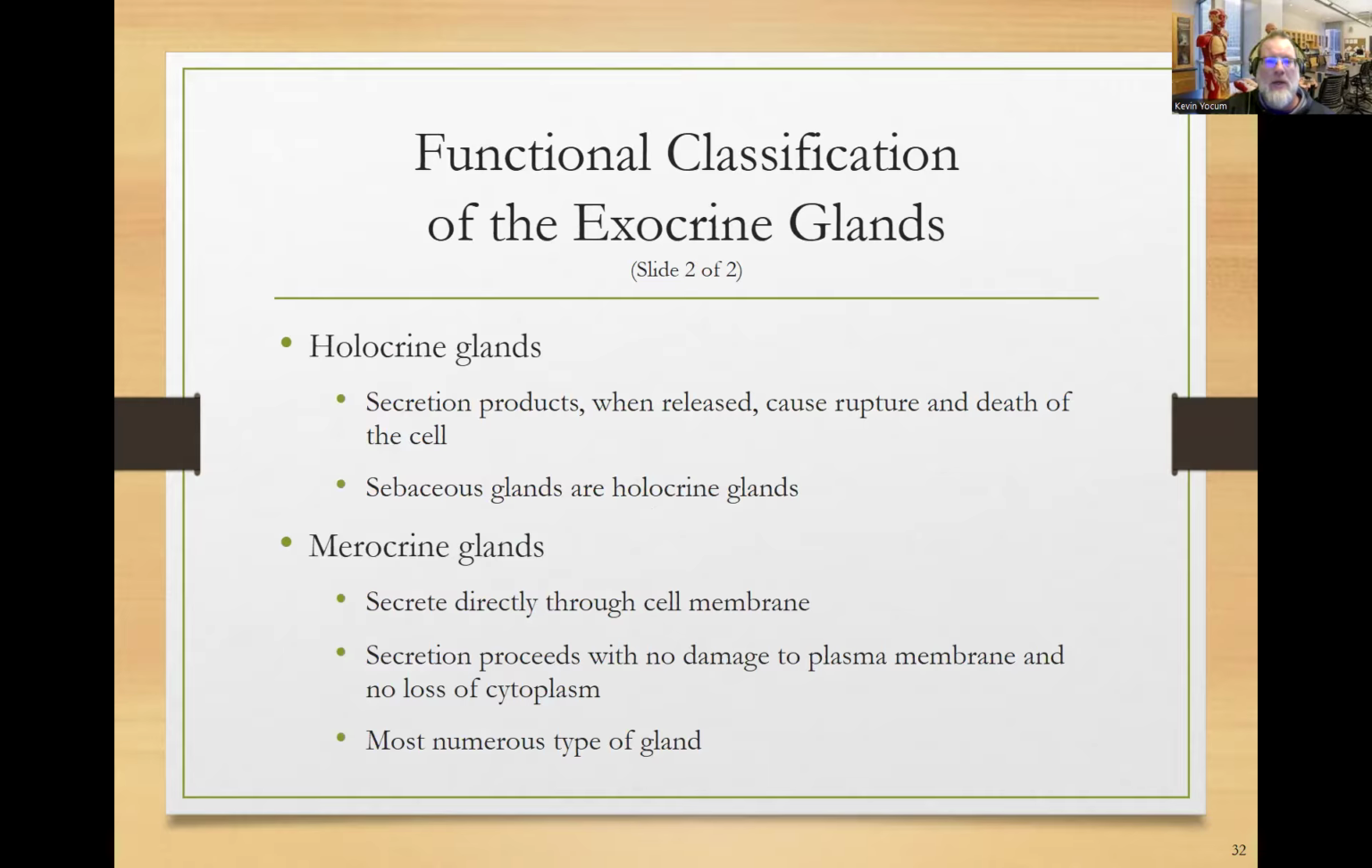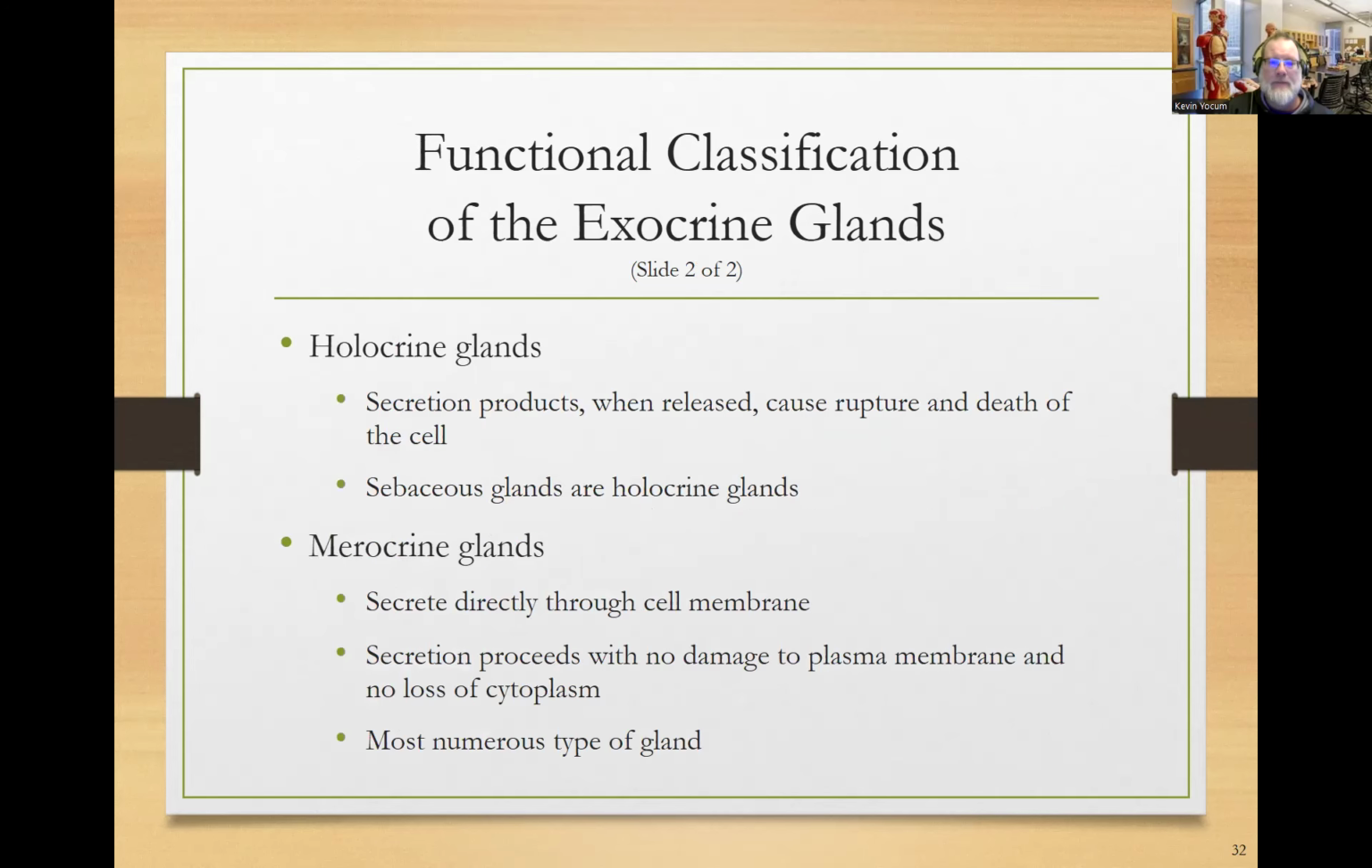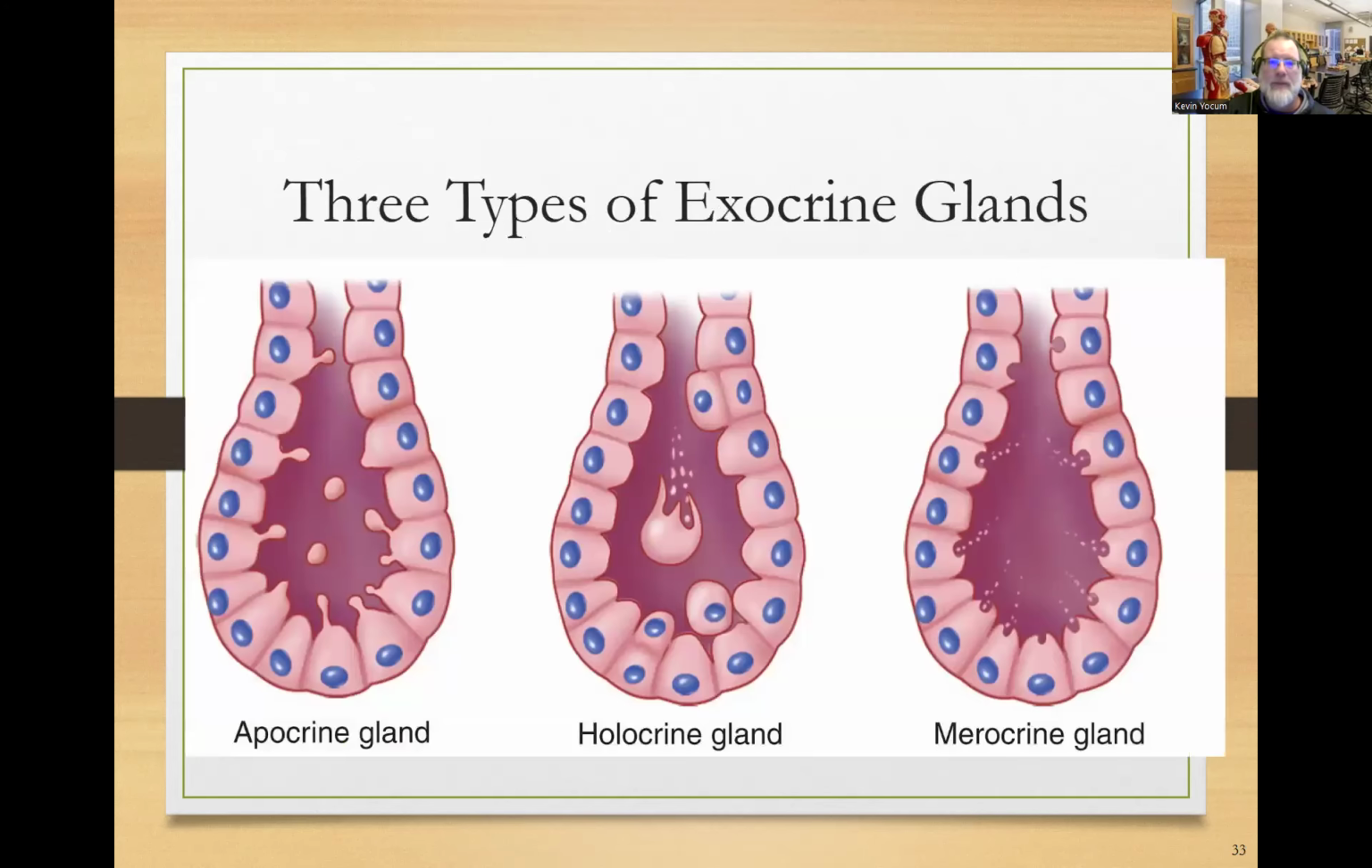Holocrine and merocrine. Holocrine are usually going to be your oil glands. And once the secretion leaves, the gland ruptures and the cell dies. Merocrine are the most numerous. These are going to be your sweat glands, and they don't really cause any issues. These are sweat glands of the rest of the body. So, top of the head and armpits are usually going to be apocrine. Merocrine are going to be everywhere else.